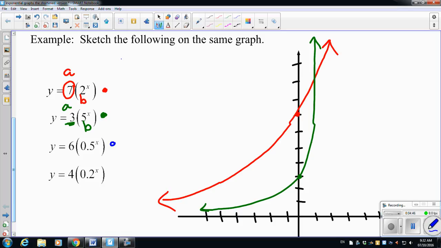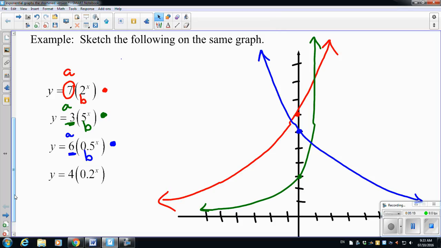And the third one, I do it in blue. My initial value is 6 this time. So the y-intercept is 6. But this time my base is a fraction or a decimal, 0.5. So when I draw it, that means it's going to go down to the right and curve. So I have a harder time drawing these ones. All right, there we go. Down to the right.